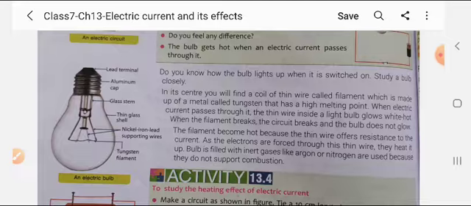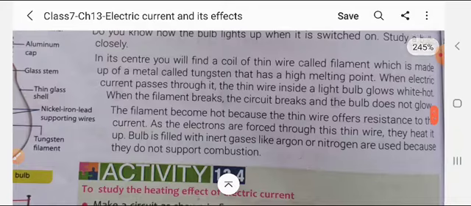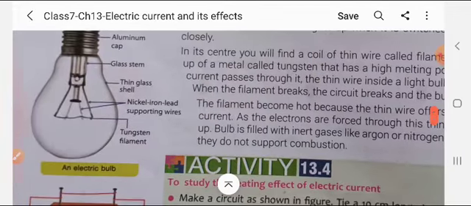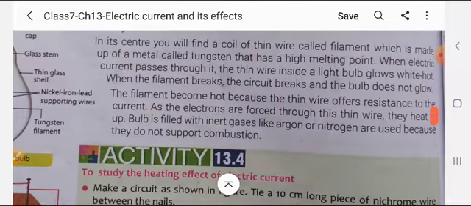So the filament becomes hot because a thin wire offers resistance to the current. As the electrons are forced through this thin wire of tungsten, they heat it, and it heats up. The bulb is filled with an inert gas, like argon or nitrogen, because they do not support combustion.